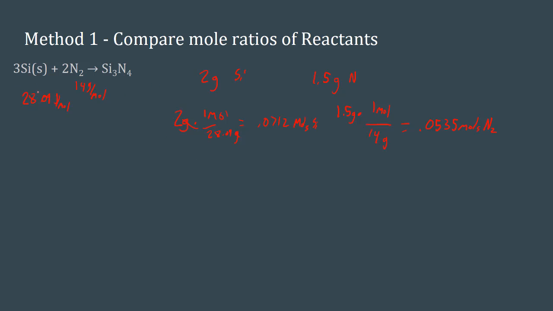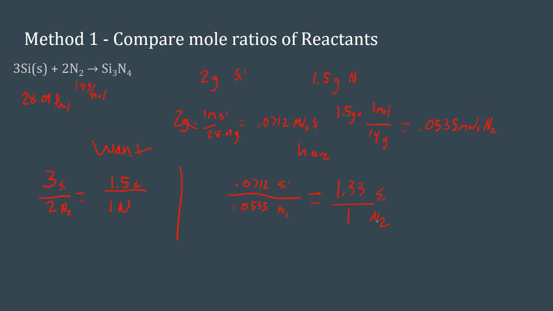Now, we know the ratio we want is 3 silicon to 2 nitrogen, which is the same thing as 1.5 silicon to 1 nitrogen. Now let's see what we actually have. This is want, this is have. We have 0.0712 silicon to 0.0535. And I'm just going to go ahead and type that into my calculator and see what we get. 0.0712 divided by 0.0535 is 1.33. So this equals 1.33 to 1 of Si to N2.